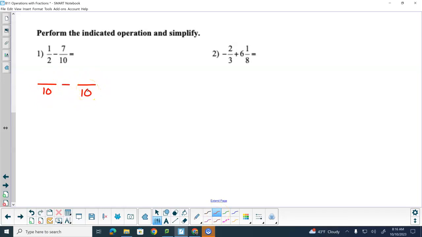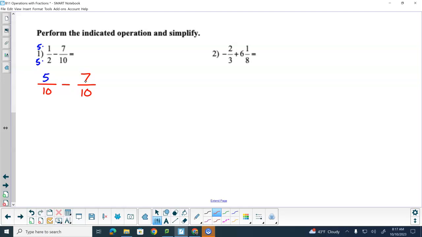Okay? Then we got to adjust. 2 times what gets me 10? 2 times 5 gets me 10, which means I got to multiply on top by 5. 5 times 1 is 5, so this one's 5/10. Do I have to adjust this one? No, that one already has a denominator of 10, so we're there. So step 2 is done. Step 3. Subtract. What's 5 minus 7?